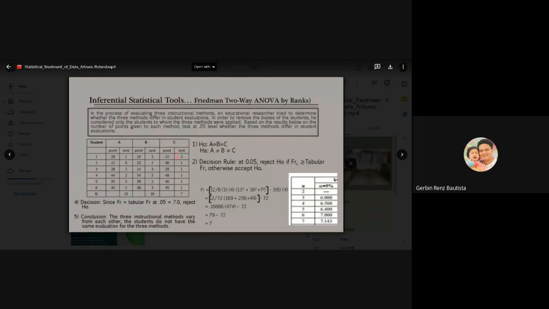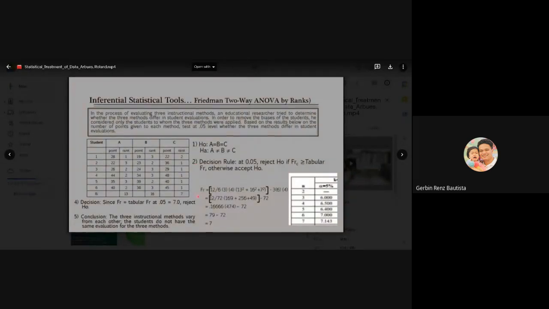Our null hypothesis here is that method A is equal to method B is equal to method C. Our alternative hypothesis is that method A is not equal to method B is not equal to method C. Our decision rule is that at 0.05 level of significance, we reject the null hypothesis if the Friedman computed is greater than or equal to the Friedman tabular. Otherwise, we accept the null hypothesis.